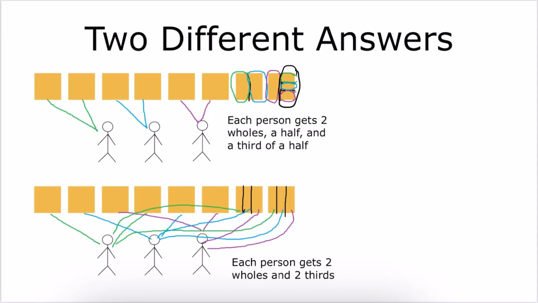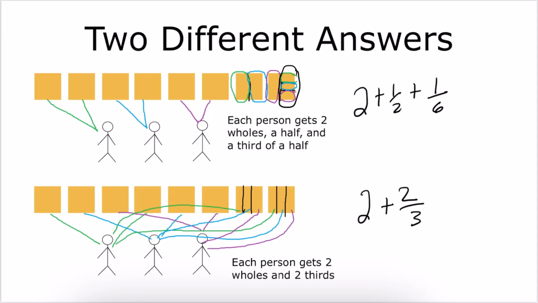And so students who get the answer in this way will say that each person gets 2 plus a half plus 1/6 or a third of a half. And then other people will give each person 2 whole slices of bread, and then they will split up each piece into 3 equal pieces, and they'll say that each person gets 2 plus 2/3 of a slice of bread.